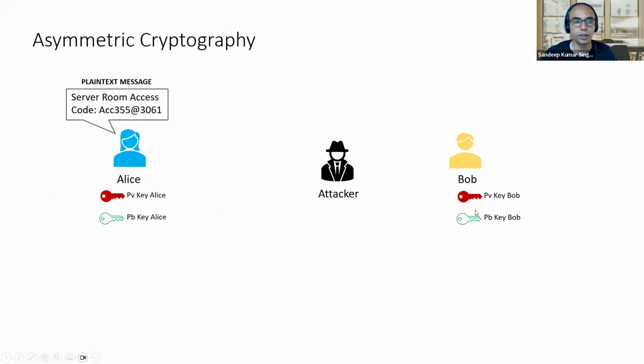Okay, moving on to the next slide. Asymmetric cryptography, as you can see, has two keys involved. Alice and Bob both have their own private and public key. For one kind of exchange, you might see that there are more keys involved in asymmetric than in symmetric.